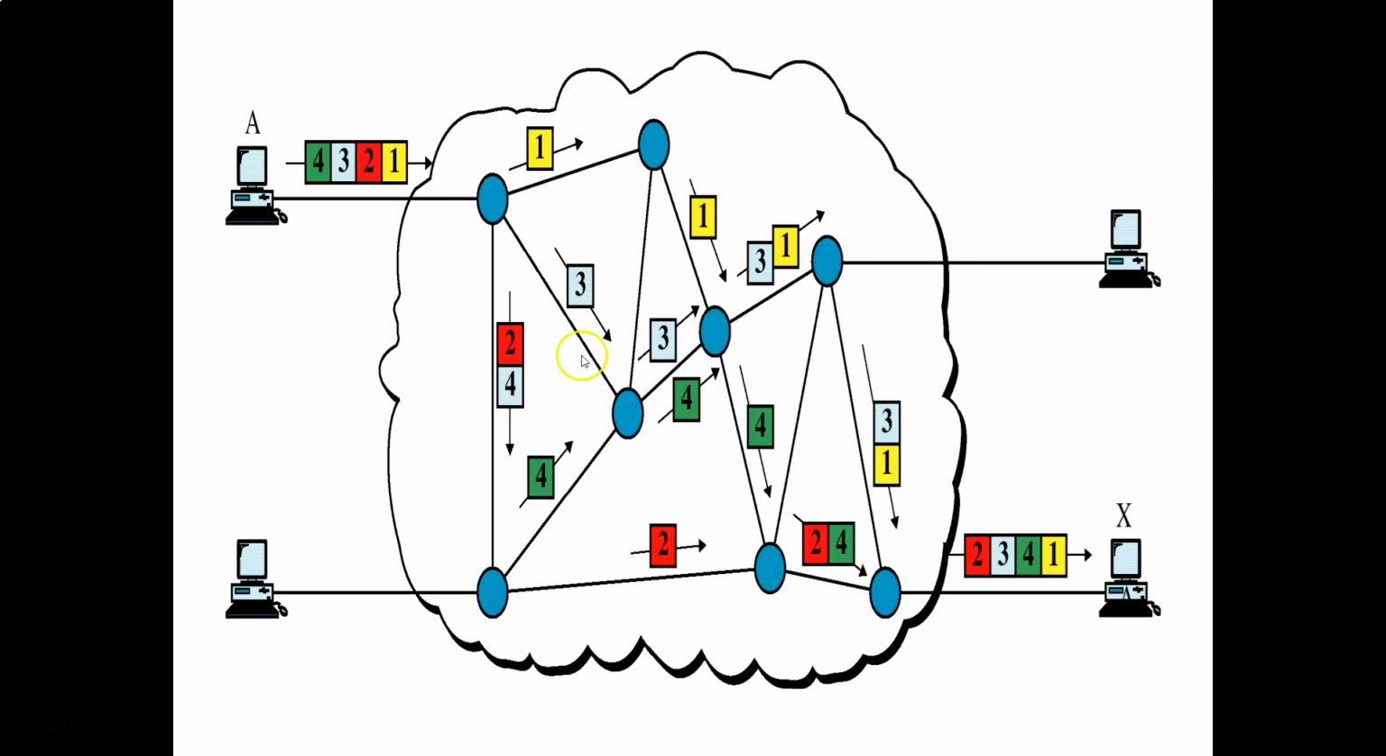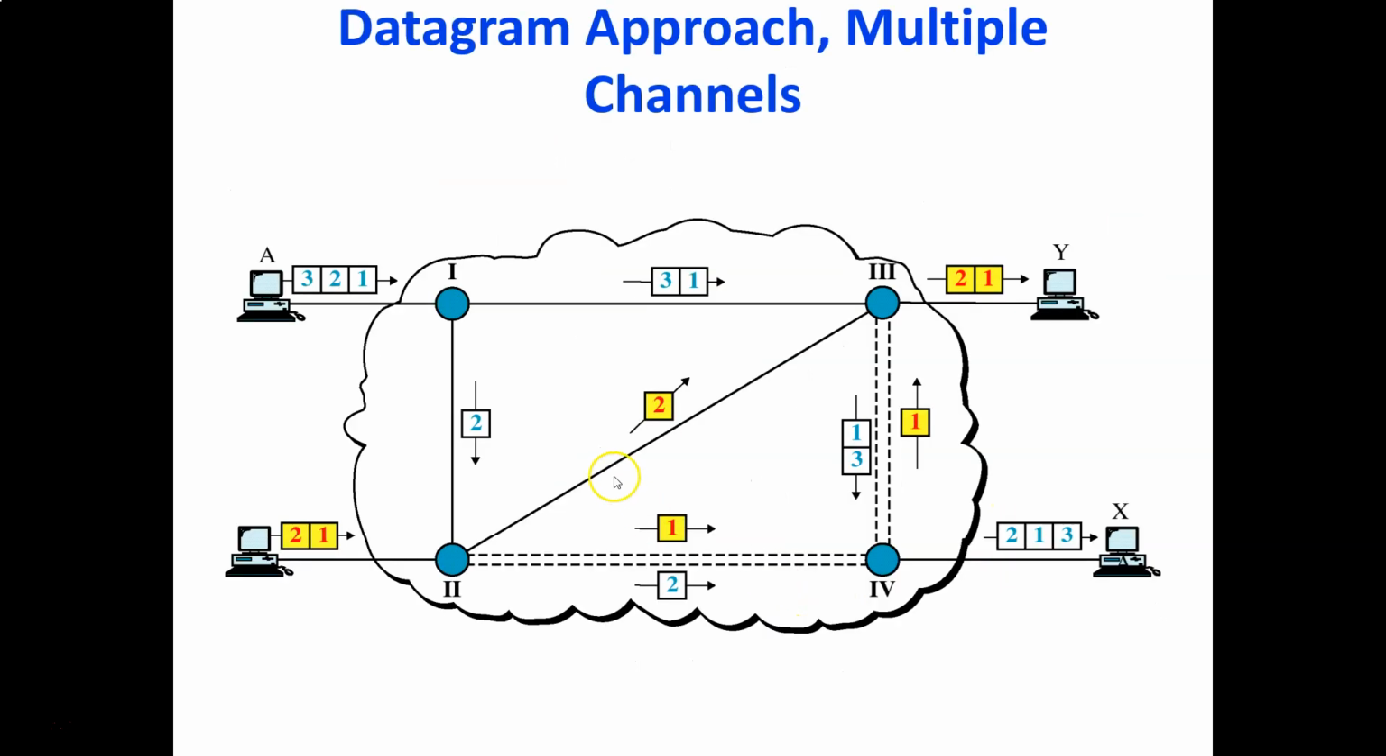Each packet can choose any path and somehow it will reach the destination, but the thing is it will not be in order. Here we can see that the packets sent are 1, 2, 3, 4, but the order reached will be 1, 4, 3, 2. So it can choose any path and it will reach the destination, but it will not be in order.